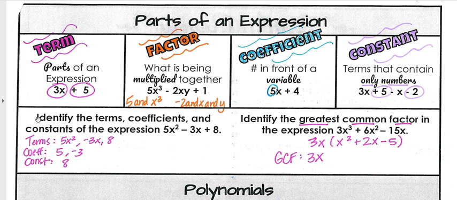So we want to identify the terms, coefficients, and constants of the expression 5x squared minus 3x plus 8. So here is my expression. I want to identify each of these three parts. So the terms, remember, those are separated by the plus or minus. So I have that first term, 5x squared. The middle term is negative 3x, and then my constant term happens to be 8, which I've just identified as the constant. My coefficients, so the numbers outside of the variable, the 5 and the -3, are my coefficients.